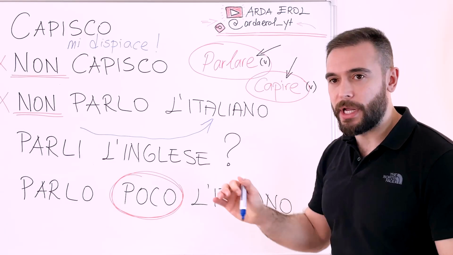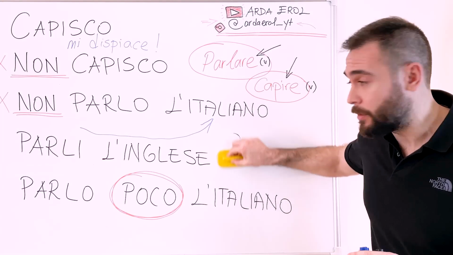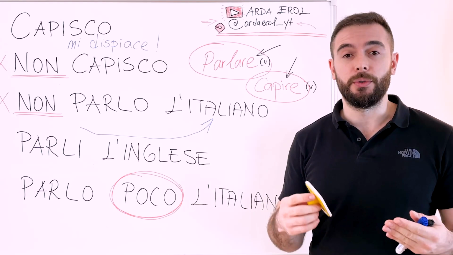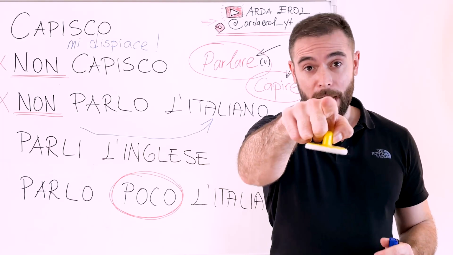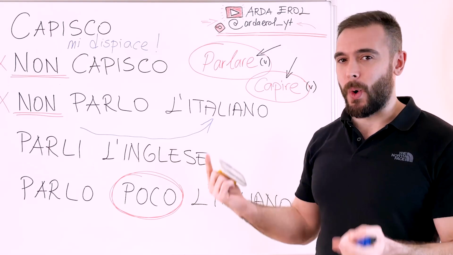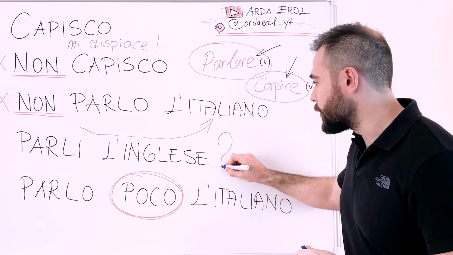If you get rid of this question mark and change your intonation, this sentence is going to mean "Do you speak English?" or "You do speak English." Parli l'inglese. You speak English. Okay, so this is how we make questions in Italian. It is with intonation. So if it is a question, then you will pronounce it this way.